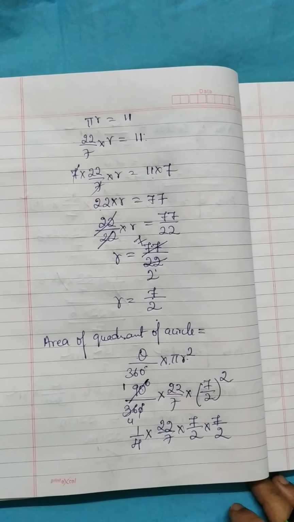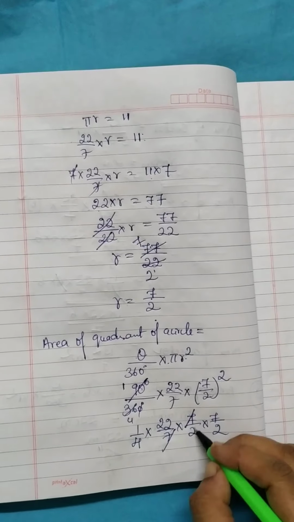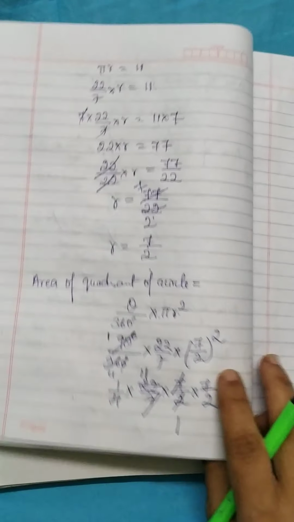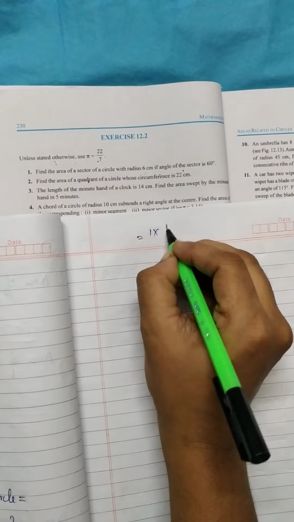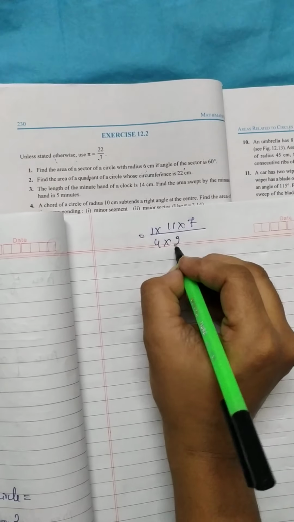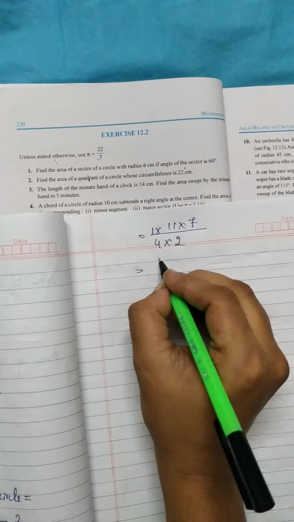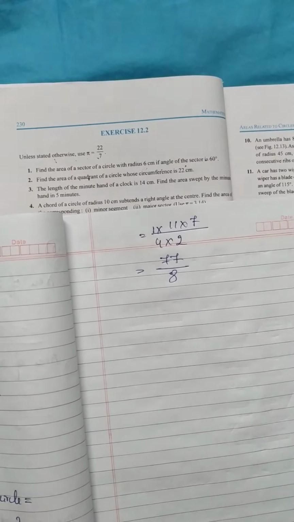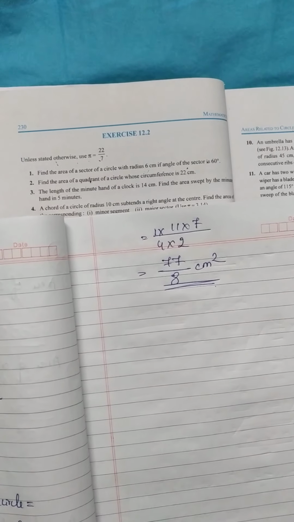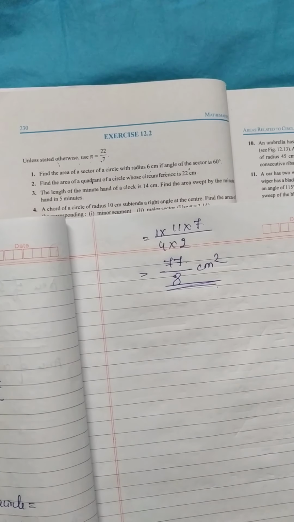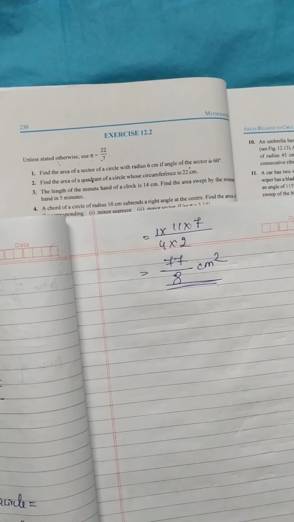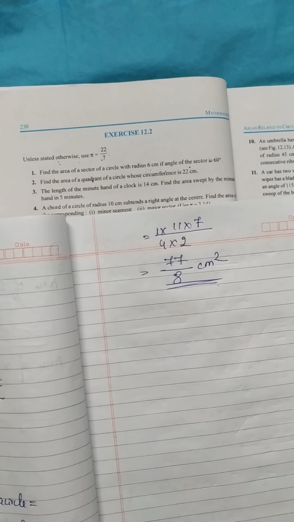Now you can cancel if you can. 7, 7 you can cancel. 2 ones are 2, 2 11s are 22. So now whatever is left you will write 1 into 11 into 7 divided by 4 into 2. So 1 into 11 is 11. 11 into 7 is 77 divided by 8. This is the answer. 77 by 8 centimeter square is the answer.